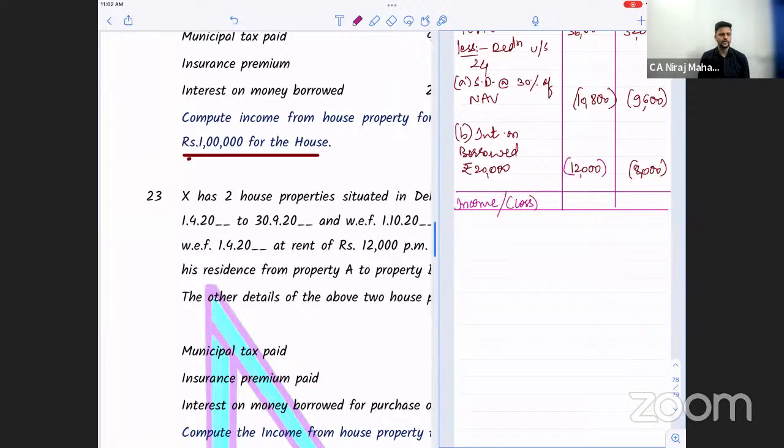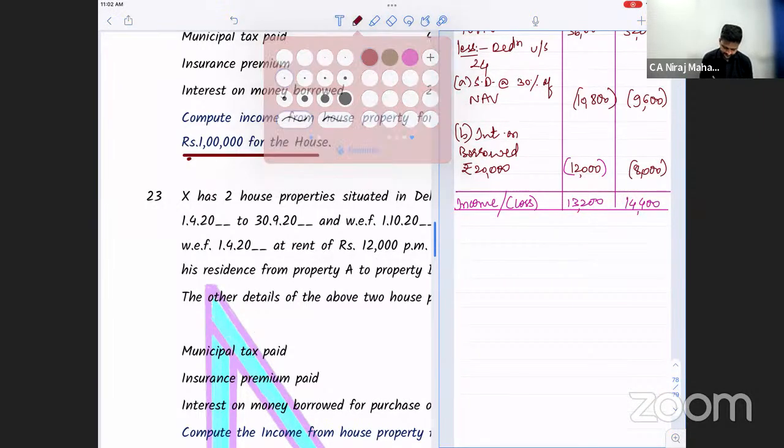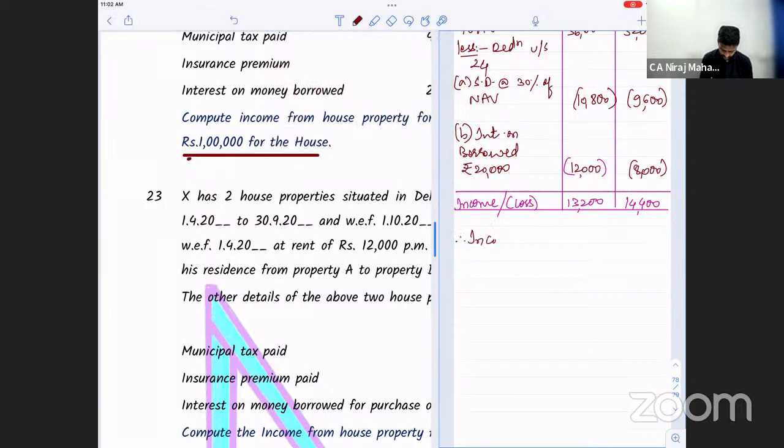Income from HP: loss, no problem, that's okay. 13,200. Positive, I think, and 14,400. Nathan, what mistake did you make? This comes to 27,600, correct?